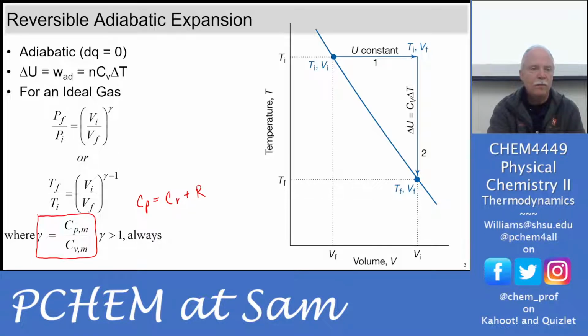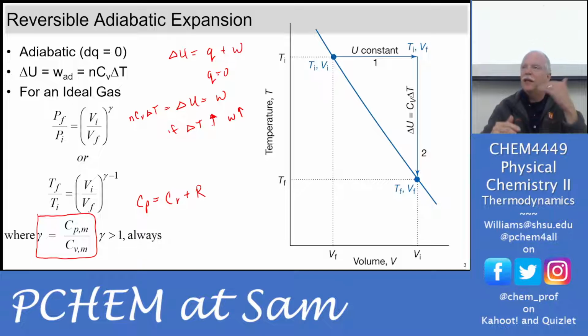Now, if Q is 0, remember that delta U is equal to Q plus W, and Q is equal to 0, therefore delta U is equal to W. This piece is the number of moles times CV times delta T. So if delta T goes up, work goes up, and the magnitude of that temperature change matters. If delta T is negative, and it's a bigger negative, then work is a bigger negative. They both go in the same direction. So if I want to get more work out of my system, I need a bigger change in temperature.